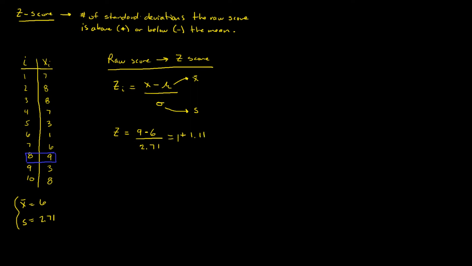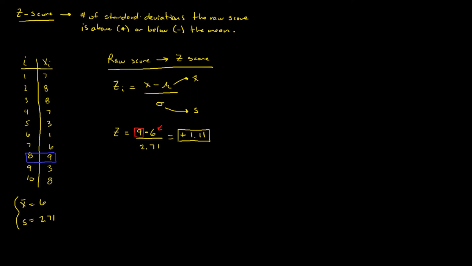If you plug and chug these numbers, you should get positive 1.11. Now why is it positive? Because my raw score, which I'll circle in red here, 9, was greater than the mean of 6. So it's going to give me a positive number in the numerator, and when divided by the standard deviation, will give me a positive z-score.